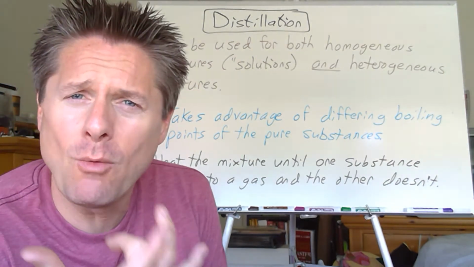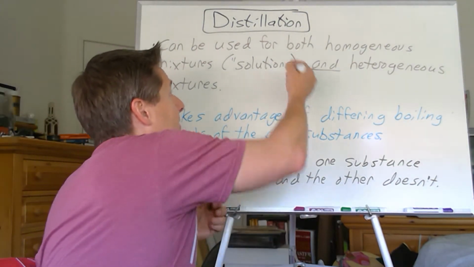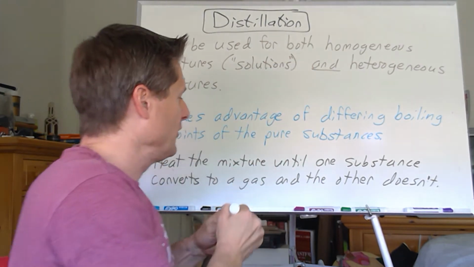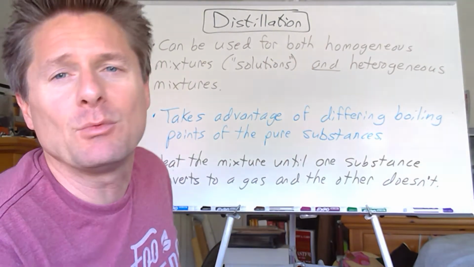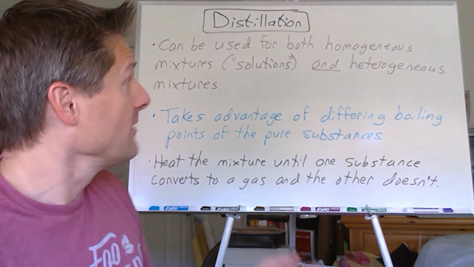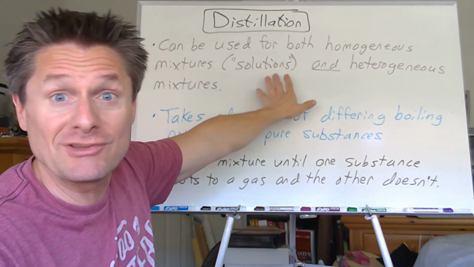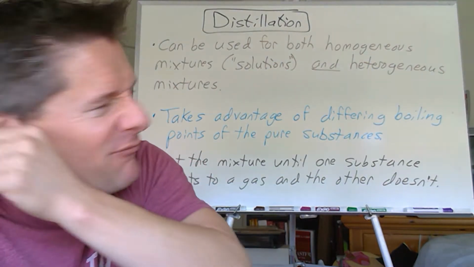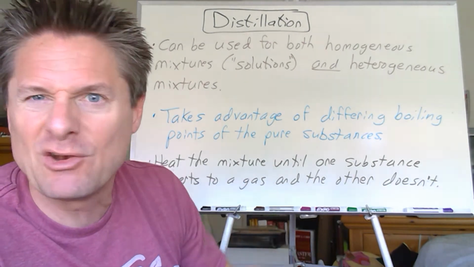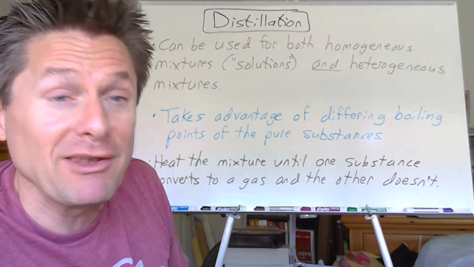But if you have a homogeneous mixture, aka a solution, how are you going to separate it? You can't separate that using filtration and decantation. It's impossible, right? Because if it's a liquid, everything goes through the filter paper, so it's worthless. So this is useful for homogeneous mixtures or solutions and heterogeneous mixtures. But for a heterogeneous mixture, if it has a solid, just go ahead and do filtration or something that's easier. But you could distill it. Hey, it's really fun to do.